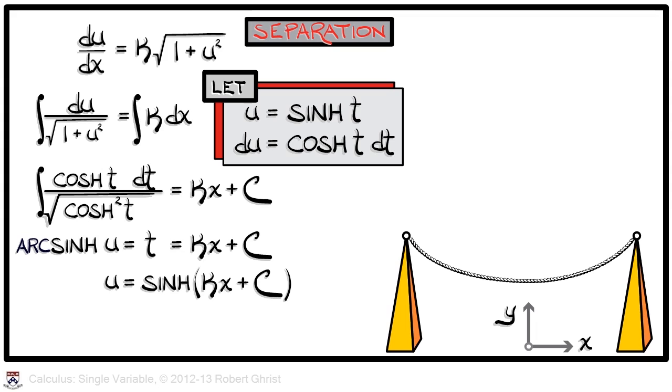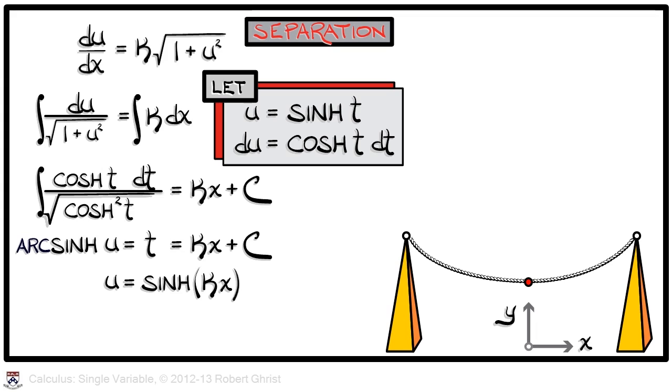If we set up our coordinates so that x equals 0 right at the minimal point of the curve at the bottom, then since sinh of 0 equals 0, we can say that that constant of integration vanishes, and the slope at x equals 0, that is u, vanishes also. Therefore, we have u equals sinh of kappa x.